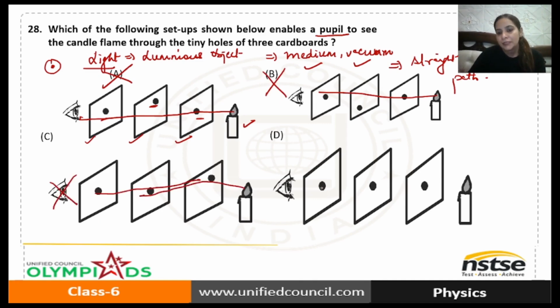But in option D you can see that all the holes are aligned in a straight line path, and light always travels in a straight line path. So therefore which option is correct, students? Option D. So you need to remember that light always travels in a straight line path.